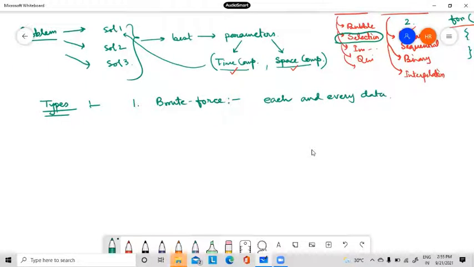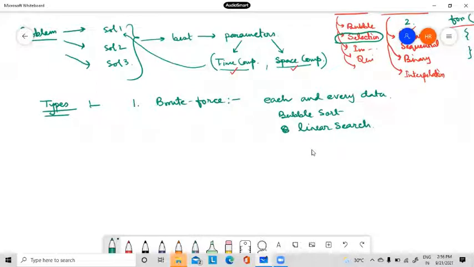Okay. Just like bubble sort. If you know the bubble sort algorithm, you know that in bubble sort, we compare the adjacent elements, whether they are in order or not. So to sort the array, we have to compare each and every element. Similarly, suppose linear search. What is the meaning of linear search?